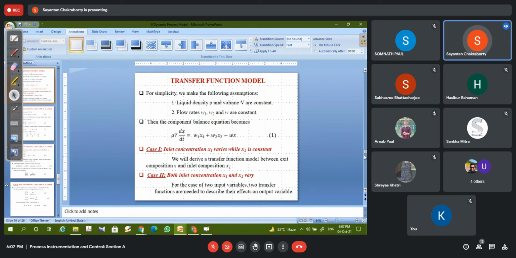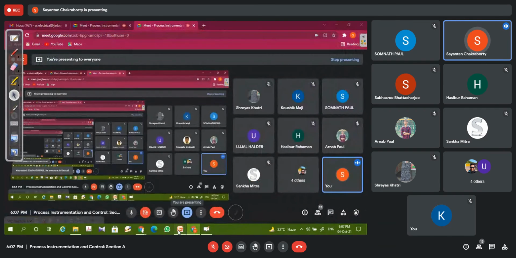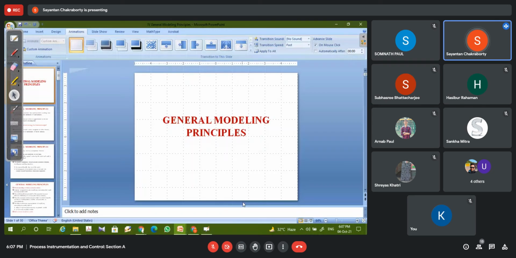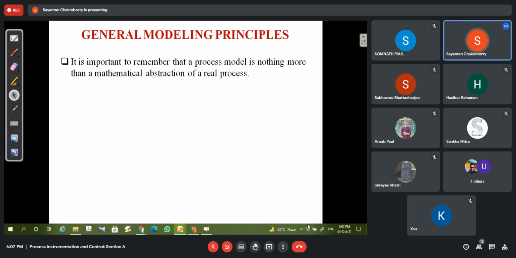So this is the first part, that how the dynamic model can be derived and how it can be used to obtain the transfer function, and this can be used to study the dynamic behavior with respect to different conditions. Now we'll generalize this modeling. The general modeling principle is very important. I'll just reiterate the fact that a process model is nothing but a mathematical abstraction of a real process. It's a mathematical representation of a real process.